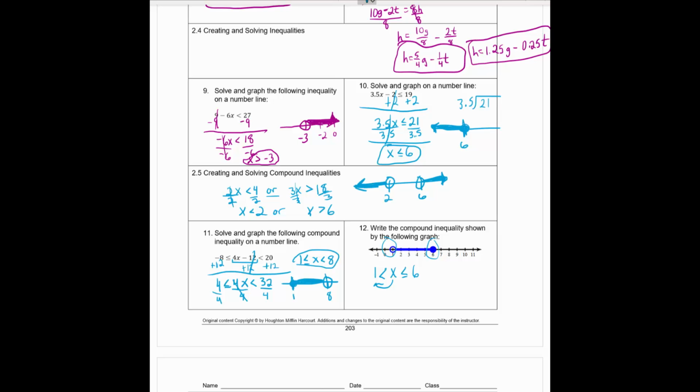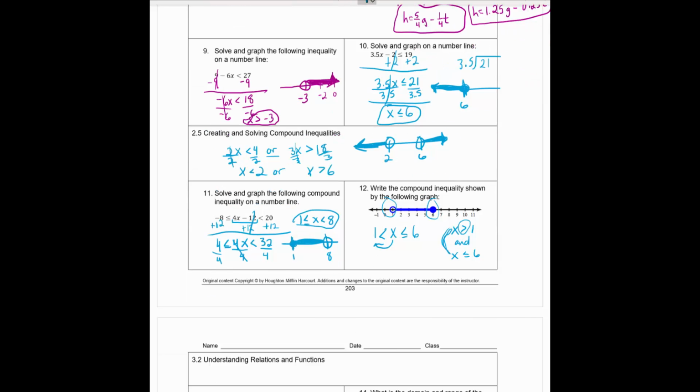The other way to do it is just to write separately x has to be bigger than 1 and x has to be less than or equal to 6. And these actually mean the exact same thing. Just when we write them together, if we want to put these x's in the middle, then we have to flip this inequality and make it a less than. So that's how that works.